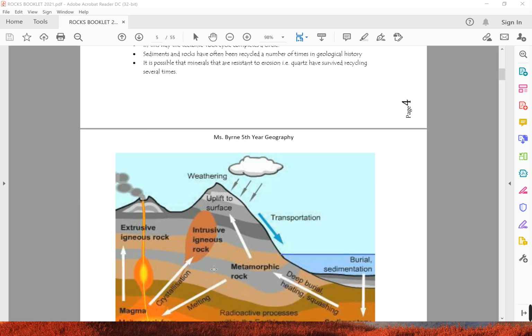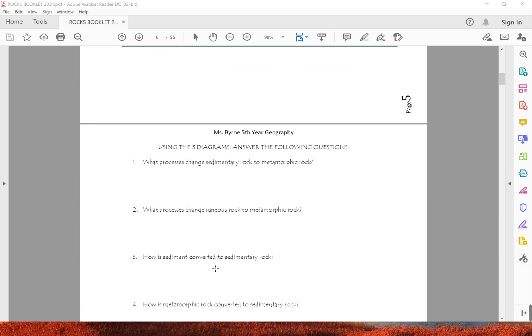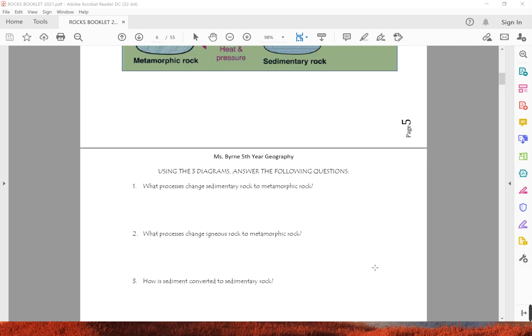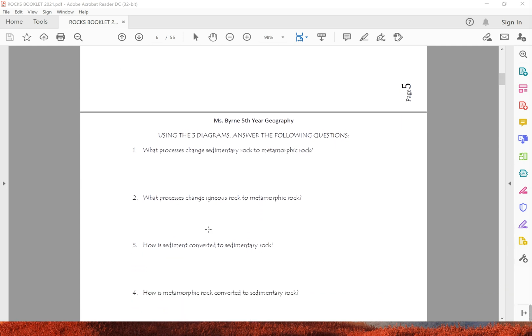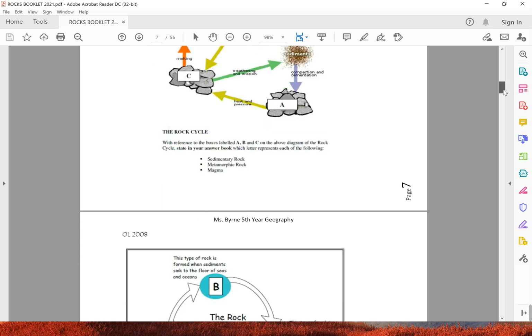Right, then we have the two diagrams that I went through earlier. And then, why three diagrams? Oh yeah, sorry. Then these are the questions that I want you to answer, and I will put this up as an assignment. So you use the diagrams to answer these. All right, so let me give you an example.